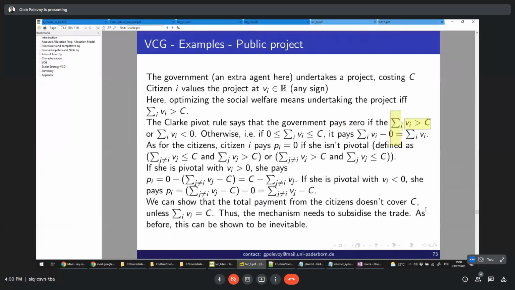Now, what about the interesting thing, the payment of the citizens? Citizen i pays nothing if she isn't pivotal. How do we define being pivotal? That the citizens, besides that person, don't want to build it, or at least don't want it enough, whereas with her they want it enough. So she's pivotal. She actually changes the decision.